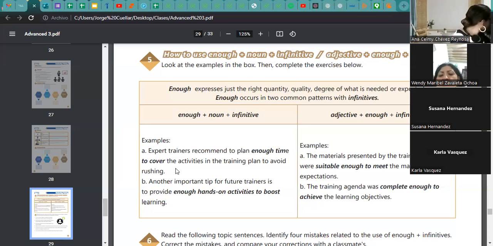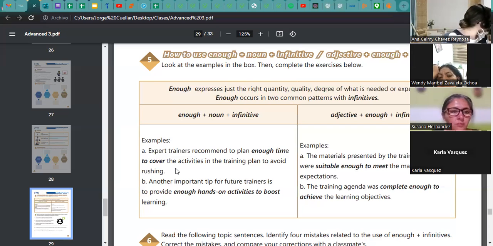On the first one, well, let's check what the first says. Enough expresses just the right quantity. It's good enough. It's exactly what we need, right? No more, it's not too much. Right, this is correct, it's fine. So, it is the right quantity, quality, degree of what is needed or expected. So it's enough, I'm fine.